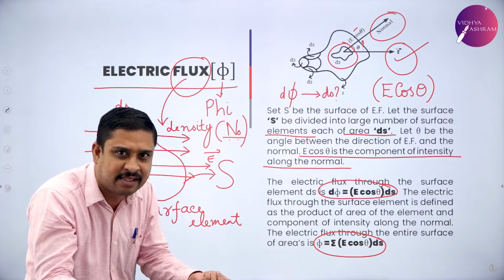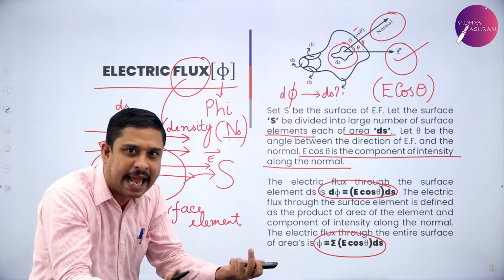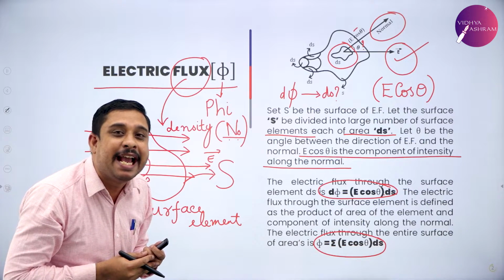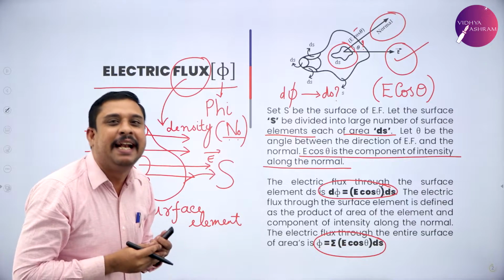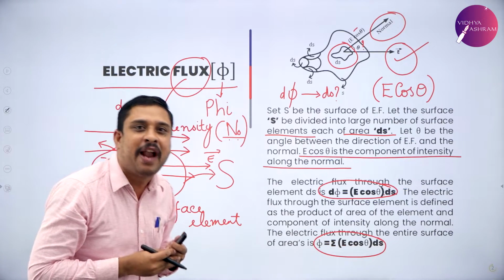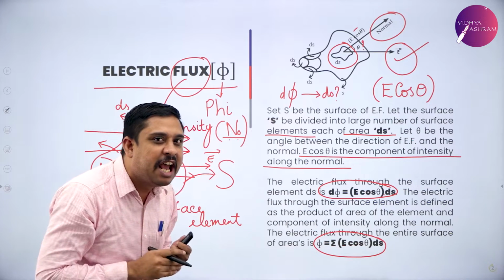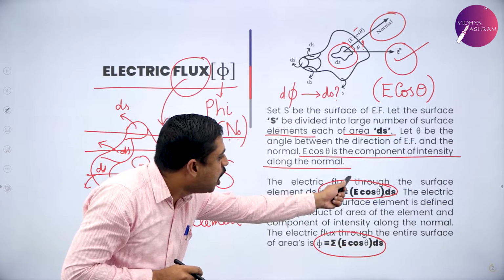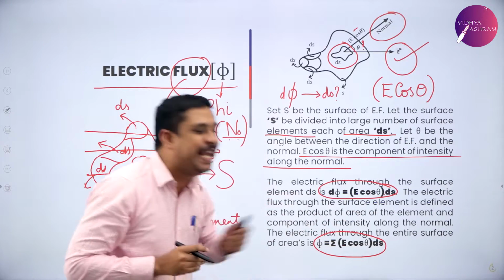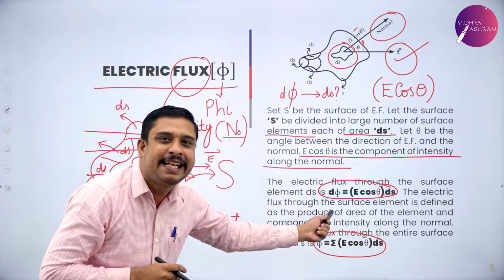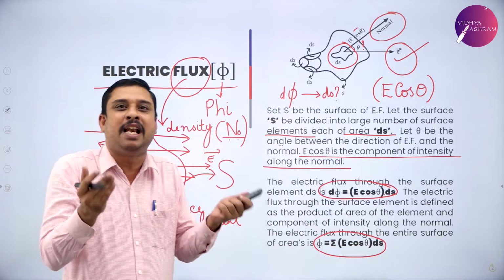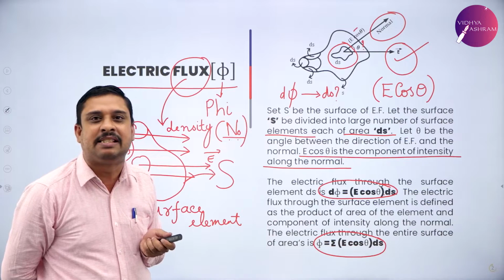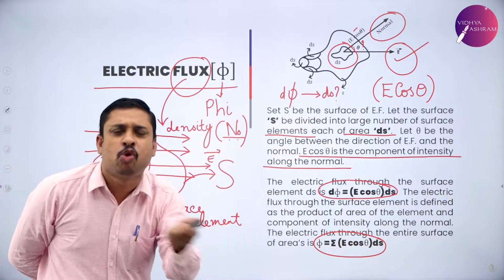The density of field lines, that is, the number of field lines passing normally through any electric field, itself is called electric flux. So the mathematical definition says electric flux is E cos theta into ds, intensity into area. The physical meaning: the number of electric field lines which pass normally through a surface.